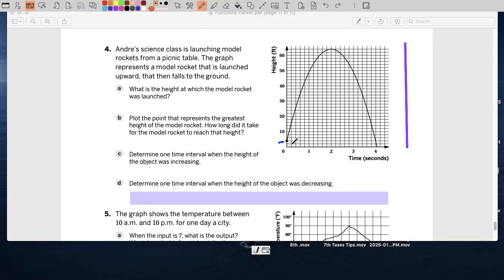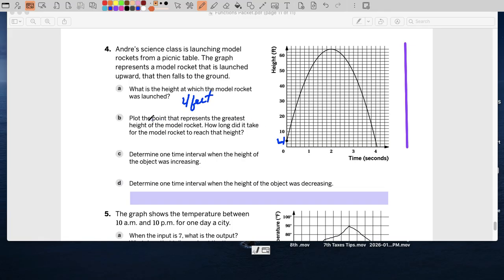The model was launched at, what is this? 0 to, where are we going? I can't even see. 2, 4, 6, 8, 10. So each of these boxes on the y-axis goes by 2. So this is 4. Let's launch at 4 feet. It's on top of a table that measures 4 feet tall.